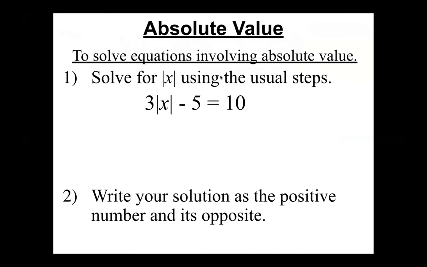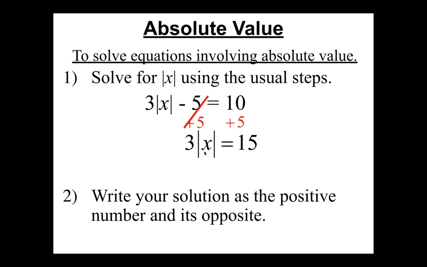So to solve equations involving absolute value, there are two steps. Solve first for the absolute value of x using the usual steps. In the case of this equation, 3 times absolute value x minus 5 equals 10, first undo subtraction or addition, as you might recall from our multi-step equation video. So I'll add 5 to both sides. 5 cancels, and you're left with 3 times absolute value x equals 15.